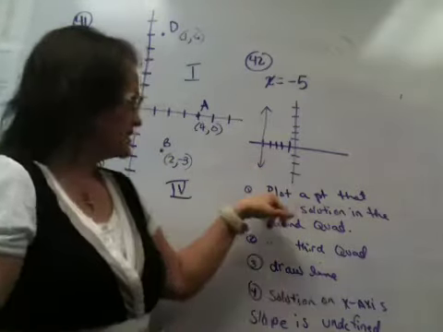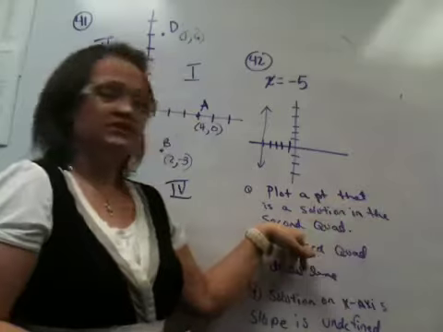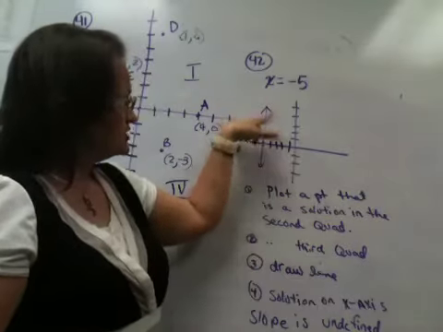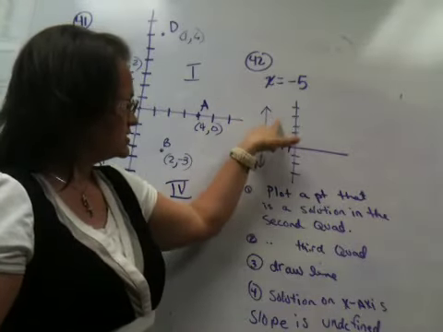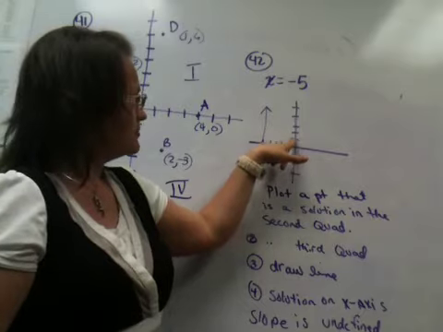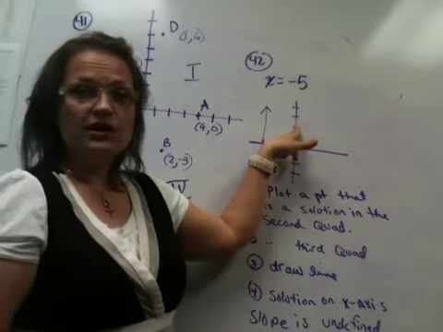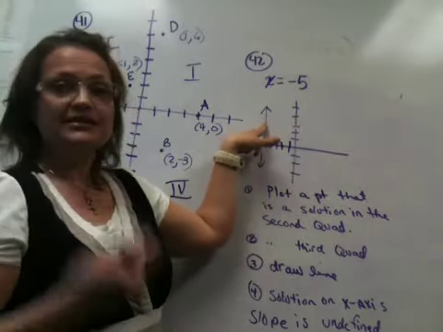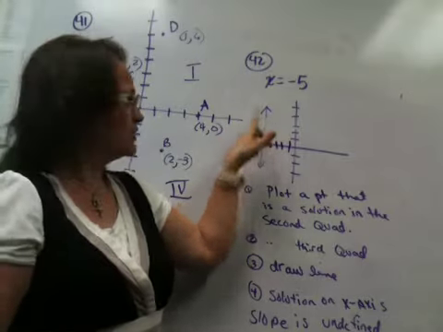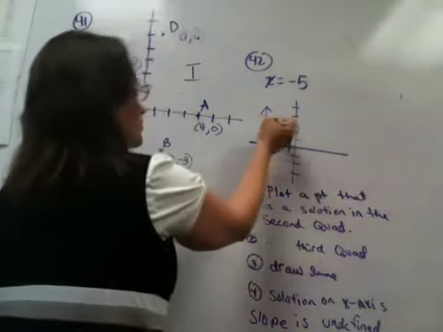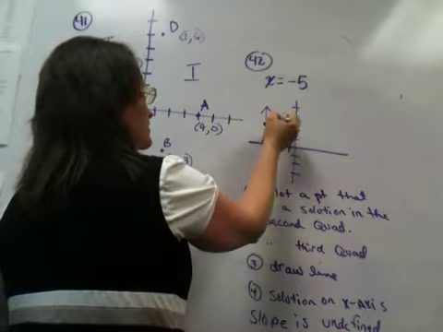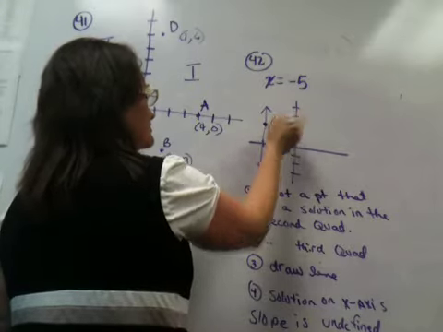Now, it does ask us to plot a point that is a solution in the second quadrant. So there's lots to pick from. Second quadrant is this quadrant, you know. So pick some y value, say y is 3. At y is 3, x is negative 5. So you can plot the point, for example, y is 3, x is negative 5.